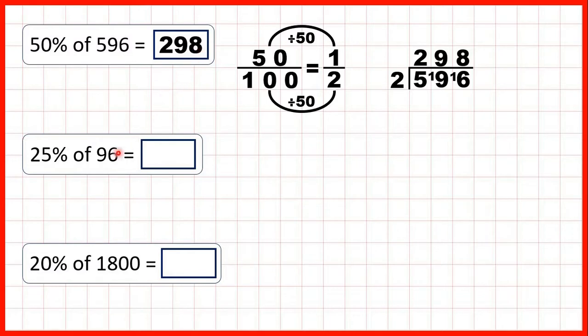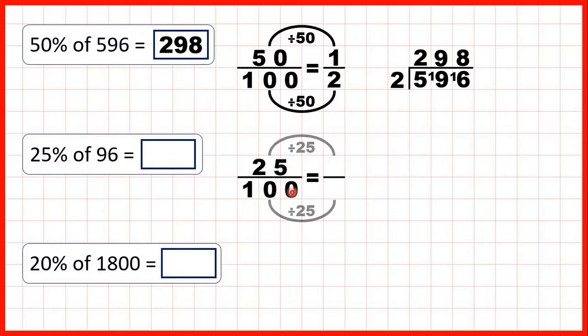So 50% of 596 is 298. Now we need to find 25% of 96. 25% is 25 hundredths, but we can simplify that to 1/4. So we can find 25% of a number by dividing it by 4. 9 divided by 4 is 2 remainder 1, and 16 divided by 4 is 4. So 25% of 96 is 24.